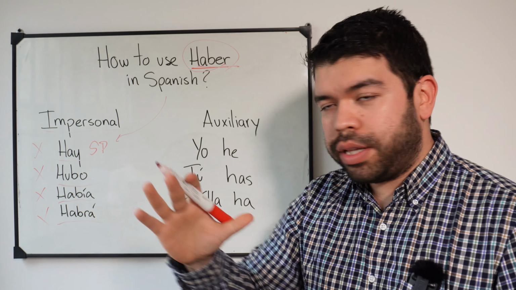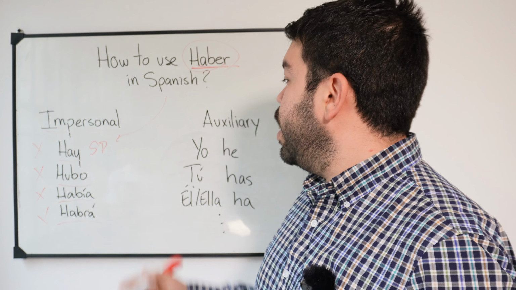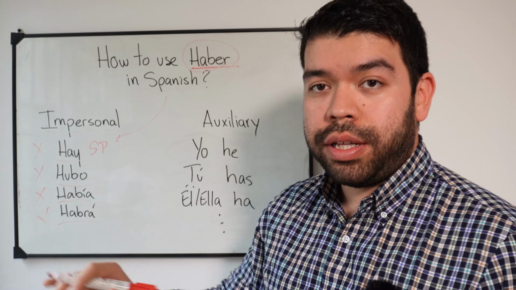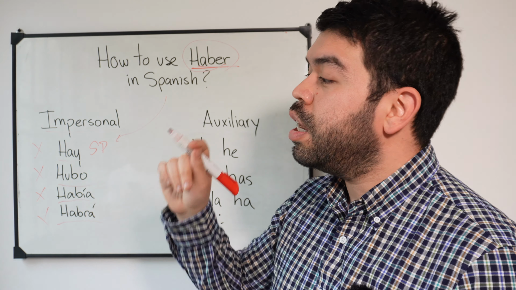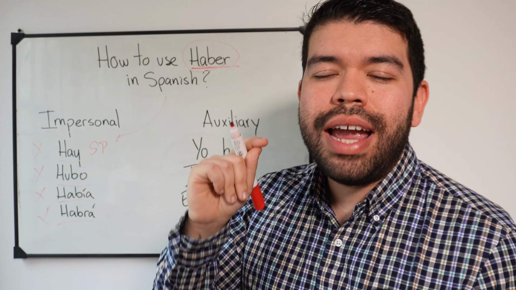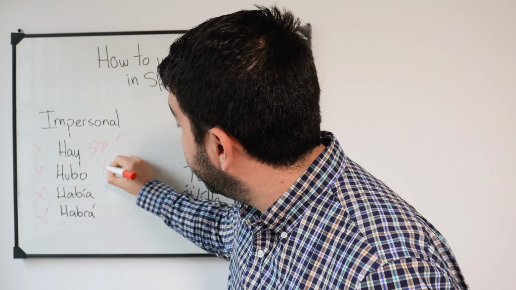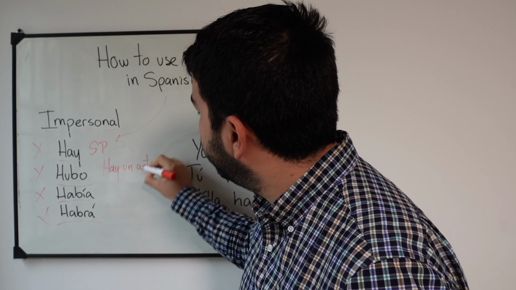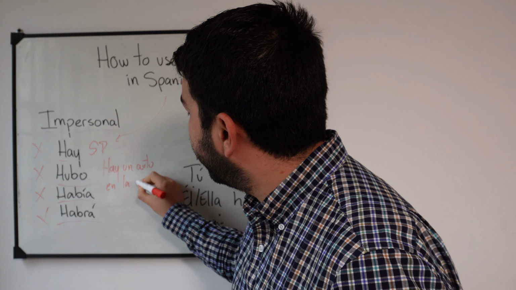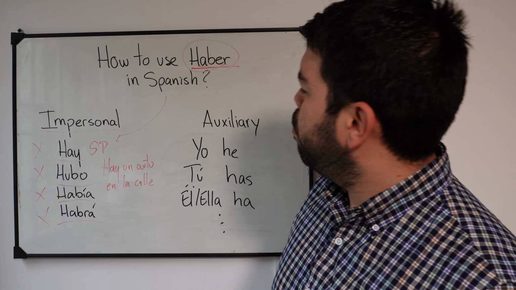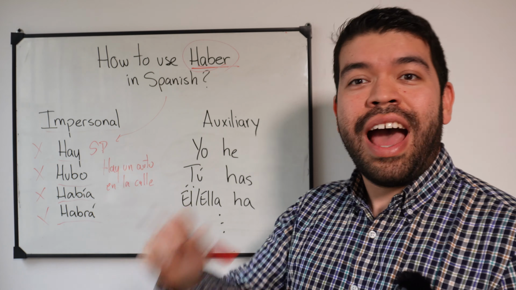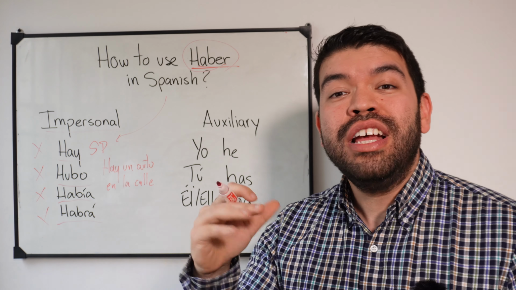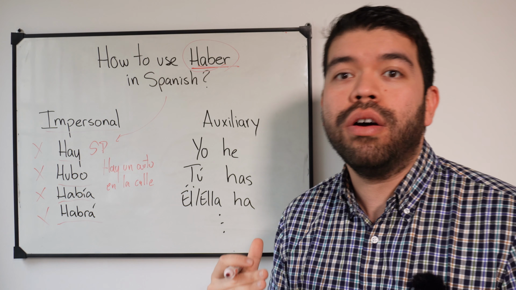Let's illustrate this with a little example, okay? So let's say we're trying to make reference to a car that's on the street. Hay un auto en la calle, right? I'm gonna write this. Hay un auto en la calle. Of course, my friend Melina will help me with the addition here. Hay un auto en la calle, very easy. So you see, the single word to demonstrate existence. There is a car on the street, okay?